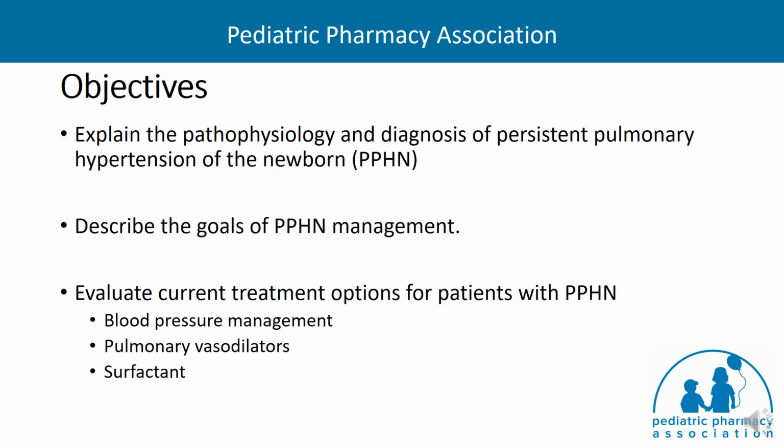Our objectives today are to explain the pathophysiology and diagnosis of persistent pulmonary hypertension of the newborn, or PPHN, describe the goals of PPHN management, and evaluate current treatment options for patients with PPHN, including blood pressure management, pulmonary vasodilators, and surfactant.